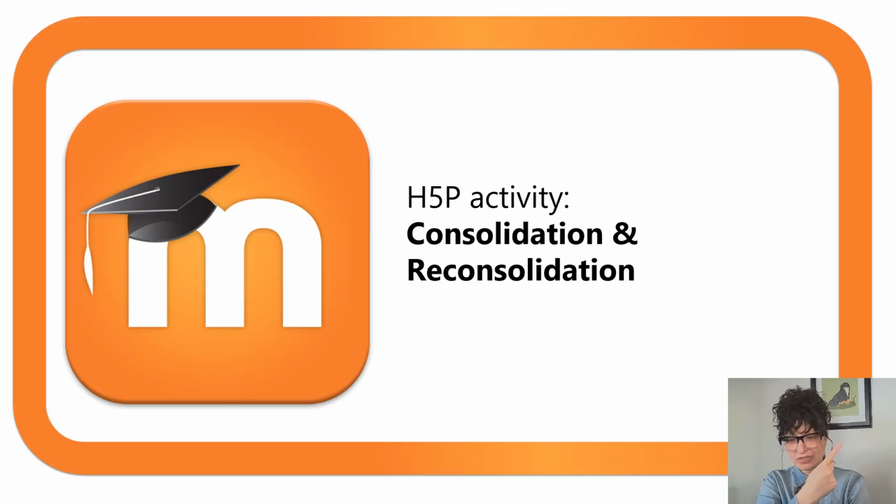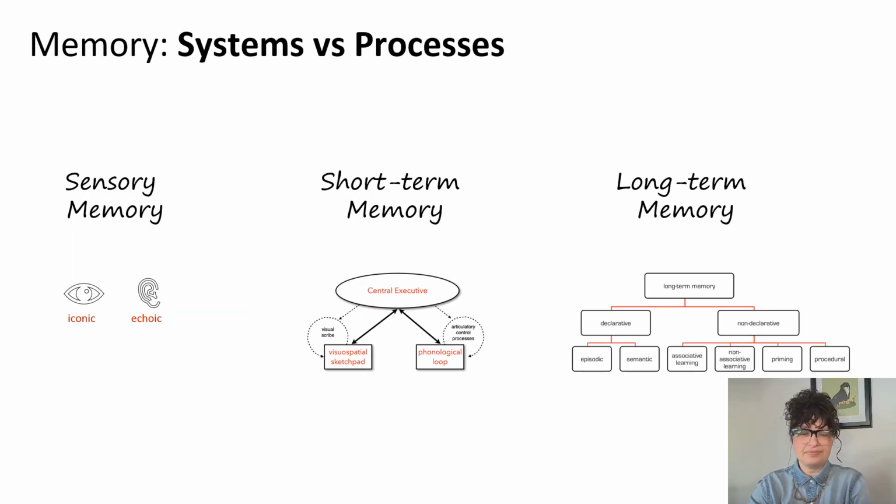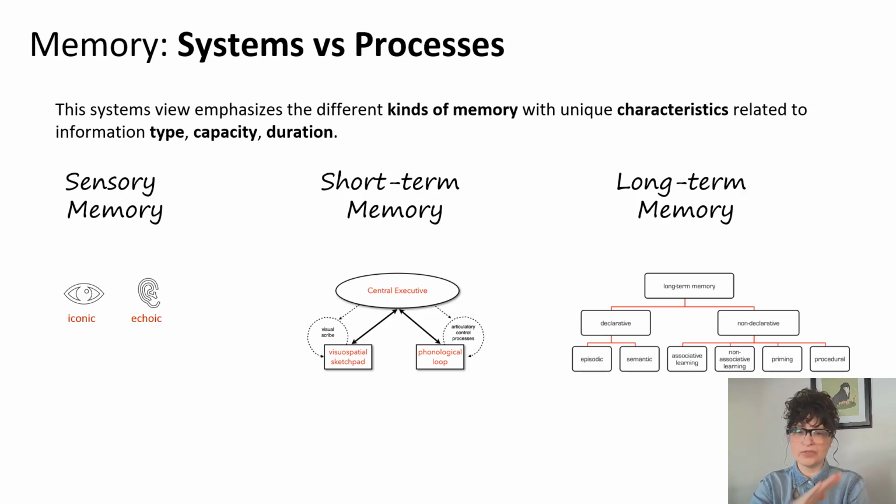Okay, here's where you can go complete consolidation and reconsolidation. Okay, systems versus processing view. Systems view, super interested in the different kinds of memory with the different characteristics, the types, capacity, duration. The processing view essentially flips it. Like, who cares what kinds of memory, what kinds of processes are we using, and how does that dictate the capacity and duration?